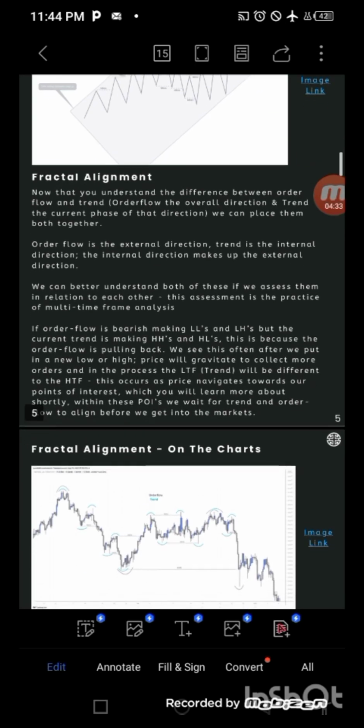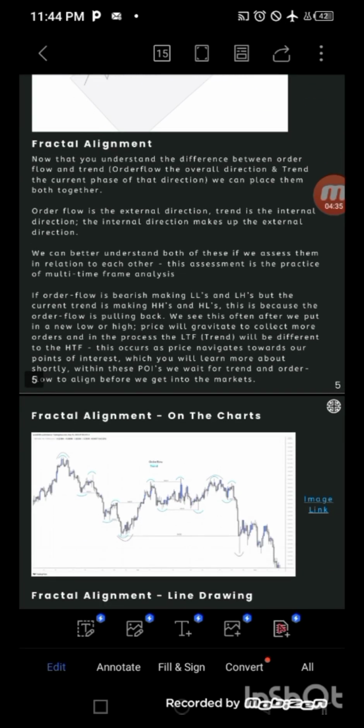Okay, let's go. We can better understand both of these if we assess them in relation to each other. This assessment is the practice of multi-time frame analysis.